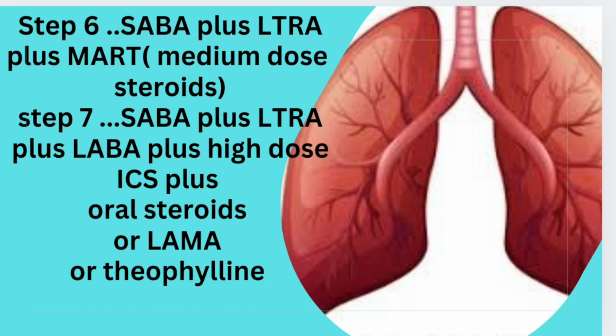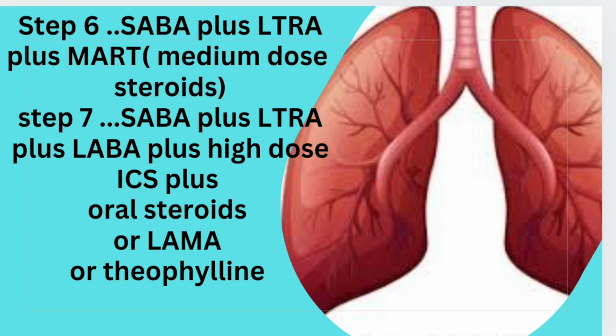In MART of step 5, LABA is added with low-dose inhaled corticosteroid in a single inhaler, while in MART of step 6, LABA is added with medium-dose inhaled corticosteroid. So this is the difference between the MART of step 5 and step 6.